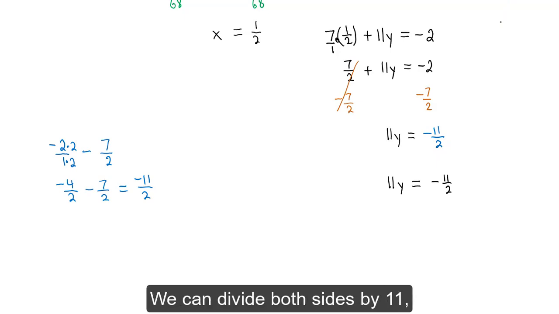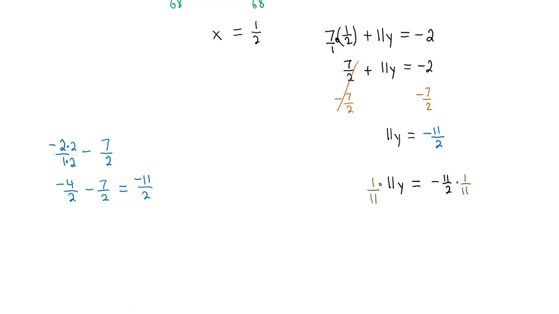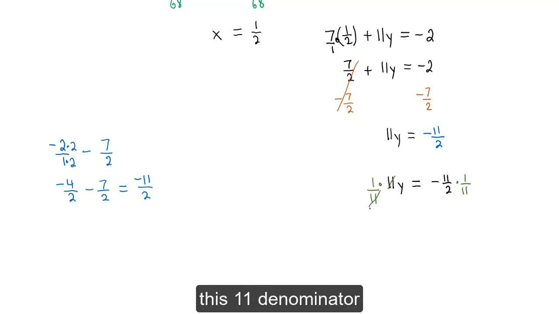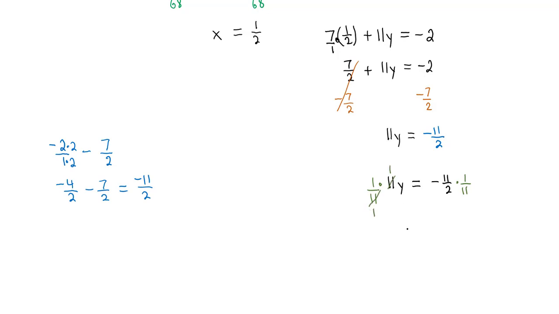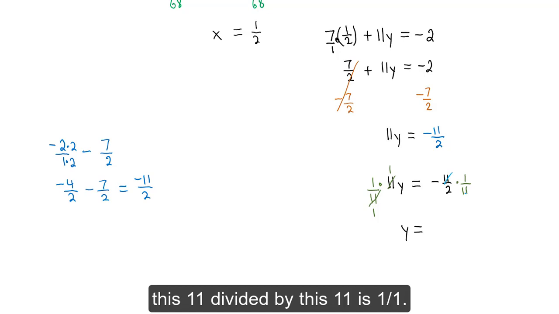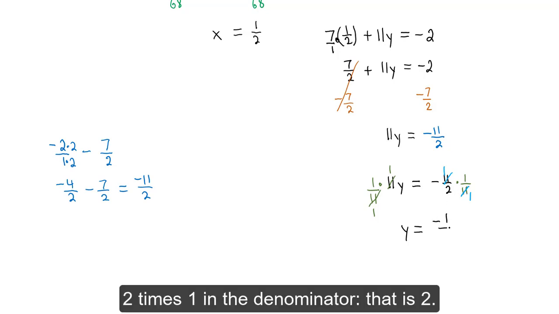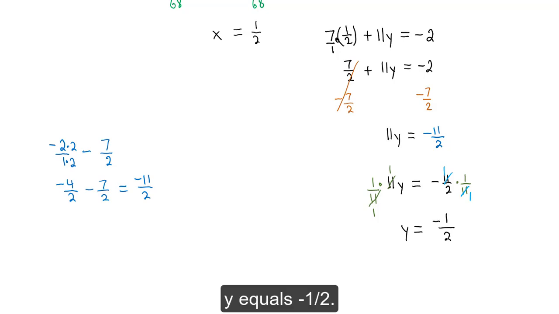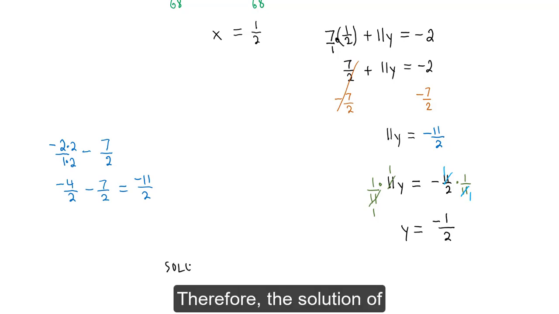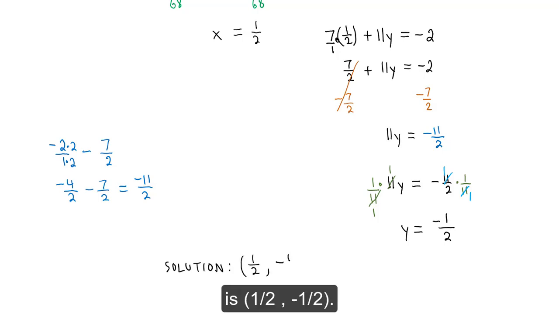How do we solve this? We can divide both sides by 11, or the equivalent, we can multiply both sides by 1/11. On the left-hand side, this 11 numerator divided by this 11 denominator gives us 1 divided by 1. We have 1y, or y. On the right-hand side, this 11 divided by this 11 is 1 divided by 1. We have negative 1 times 1 in the numerator, that's negative 1. 2 times 1 in the denominator, that is 2. Y equals negative 1/2. Therefore, the solution of this 2x2 system of linear equations is 1/2, comma, negative 1/2.